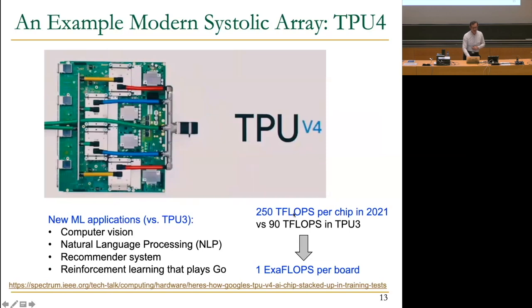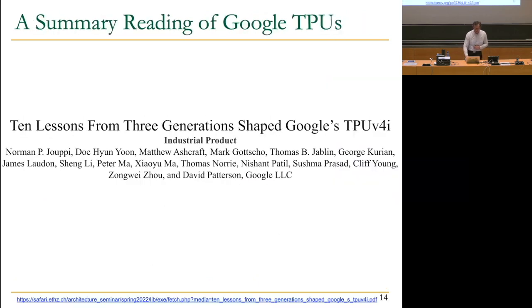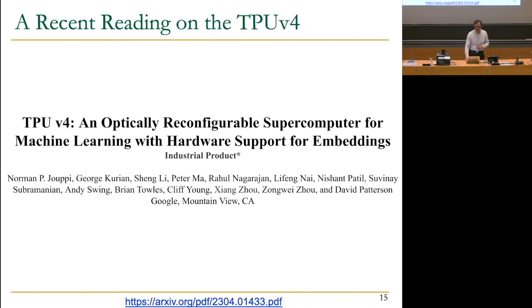You can see that the total teraflops per chip has increased by almost 3 times, as you can see over here. So they've been improving this over time, and you can read more papers about it. So they've been quite public about it. Even though they don't disclose exact details, they talk about some of the things that they've done.